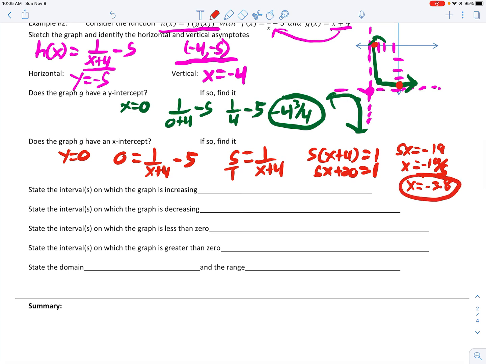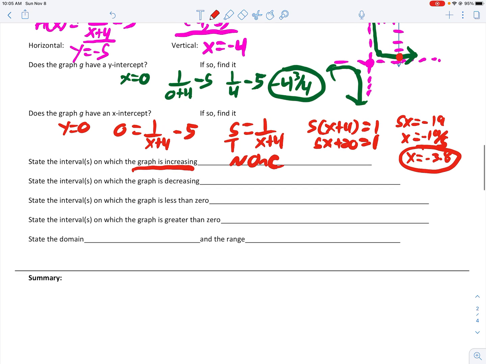I have my sketch. So where is the graph increasing? As you look left to right, does the graph ever go up? It goes down, it goes down. So it's not. Where's it decreasing? Well, it's not increasing, it's decreasing everywhere then. So the domain would be everything but -4. We have to skip -4.